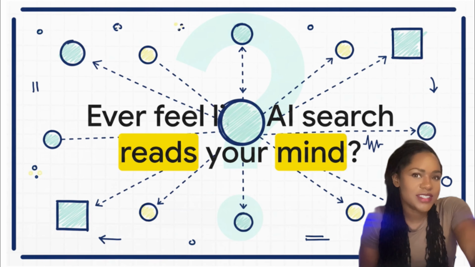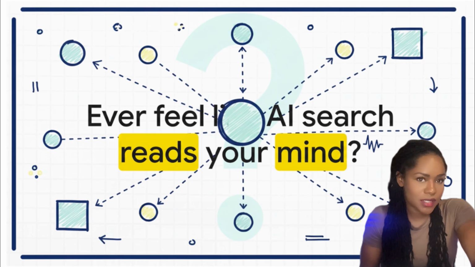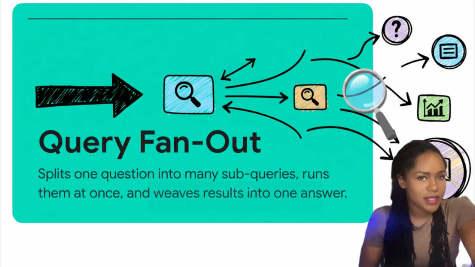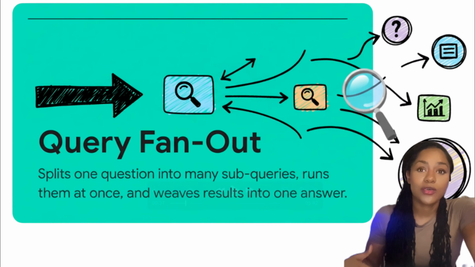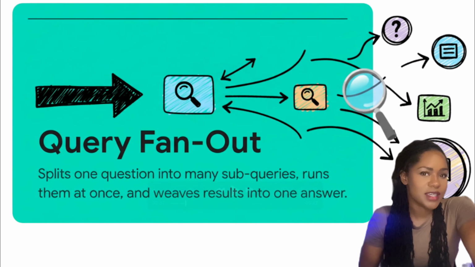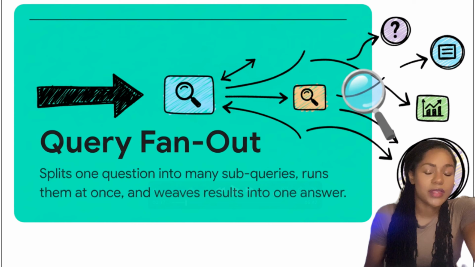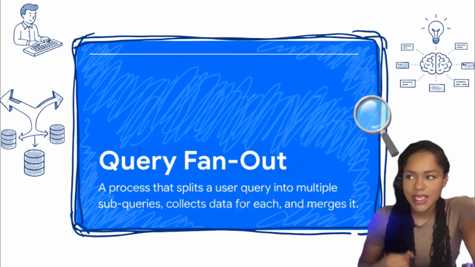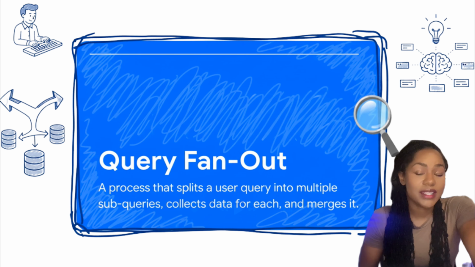Have you ever noticed how AI search feels smarter, like it already knows your next question? That's a design pattern called query fan out. You may have heard the term before, but query fan out is a core process behind how AI search and AI SEO actually work. When you type a question into something like Google AI Mode, ChatGPT, or Perplexity, the system doesn't just run one search. It breaks your query into dozens of related ones. It runs them all at once and then builds a single complete answer from the results.